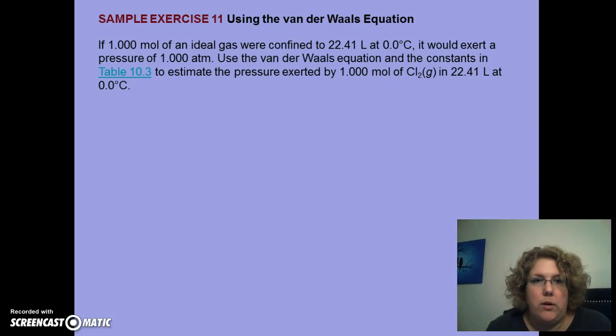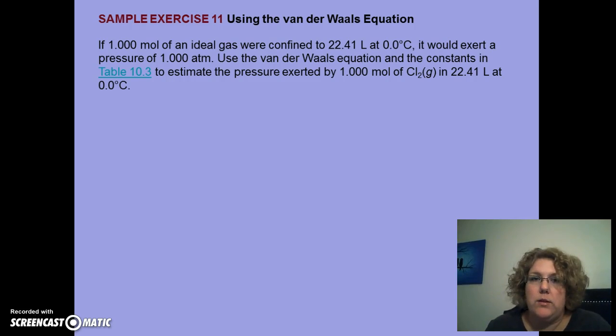So if we had 1 mole of an ideal gas confined to 22.41 liters at 0 degrees Celsius, it would have a pressure of 1 atm. How do we know that? Well, that's STP. 1 mole of any gas at STP has that volume.